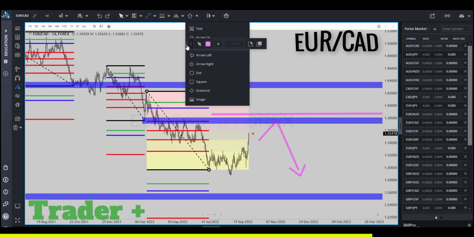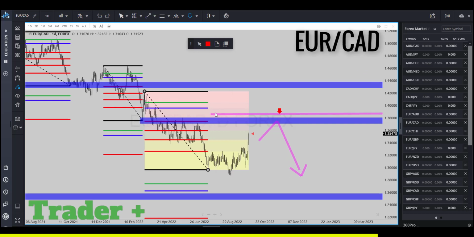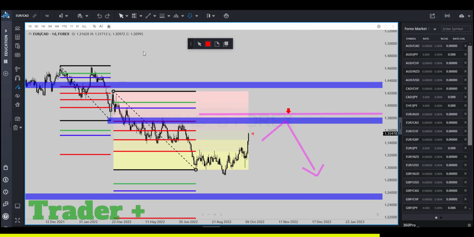So wait for rejection. Don't just enter the market. I'd be looking for a sell around this area here. We do have, let me see, 786 aligns with what here? I'll be looking for a sell within this fib here.